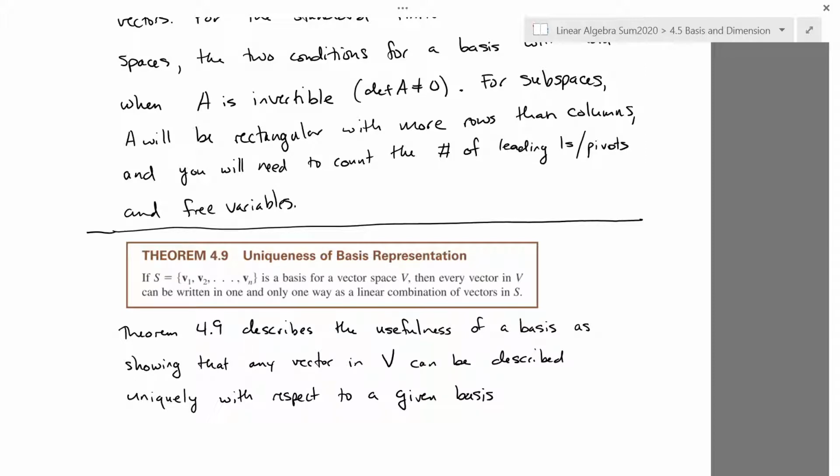So the fact that a basis satisfies the two conditions for spanning and linear independence gives us this property here: once you have a basis, every vector in the vector space can be written in a unique way as a linear combination of the basis vectors. We don't use this concept so much in this particular section, but it will be the focus in section 4.7, where we discuss coordinate vectors and how to represent vectors in different bases.